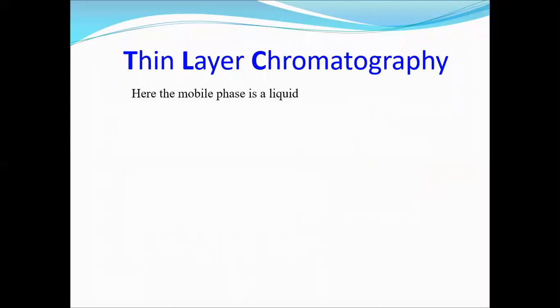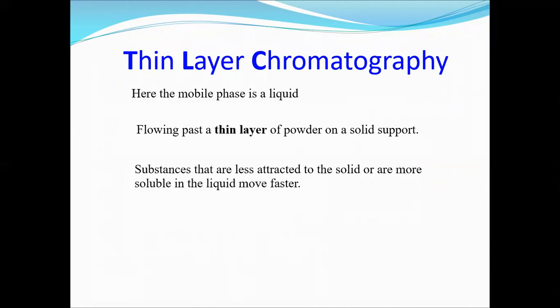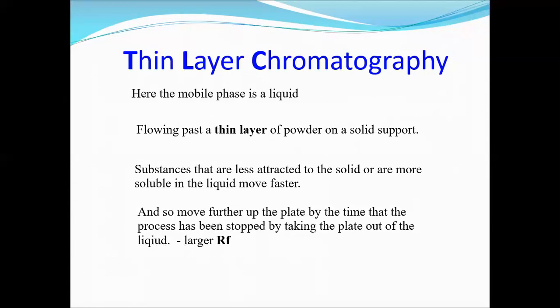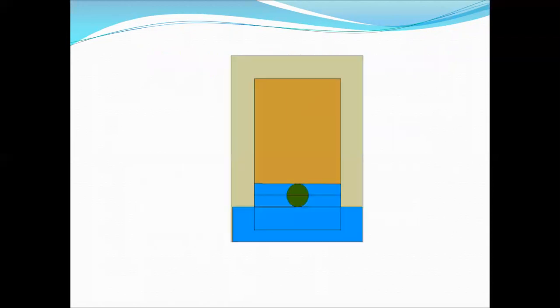In thin layer chromatography, the mobile phase is the liquid flowing over a thin layer of powder on the solid support. Substances that are less attracted to the solid and more soluble in the liquid move faster. They keep moving up the plate until the process is stopped by taking the plate out of the liquid. So the larger the Rf.